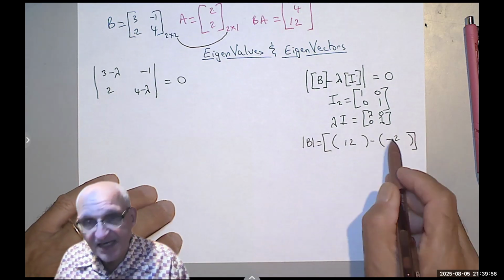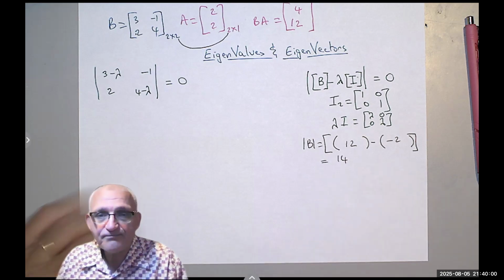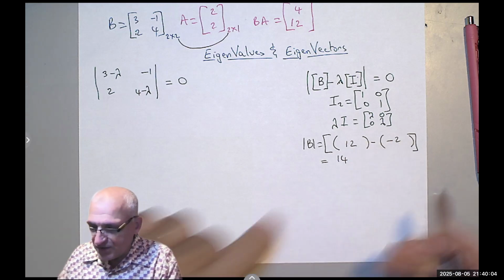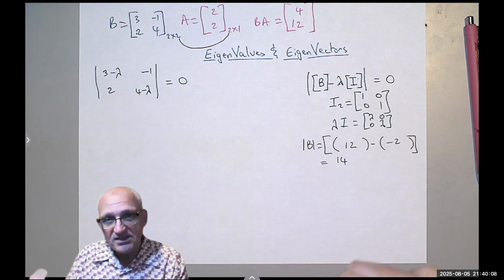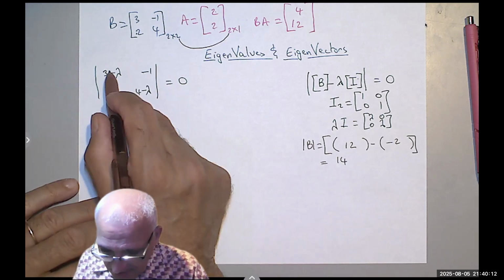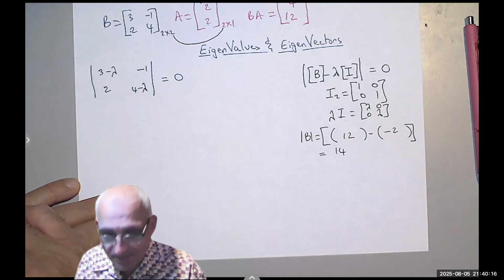Notice negative times negative is positive, so that would be 14. So you don't get confused with negative times negative, that's why I prefer to put each one in its own pair of parentheses with a negative sign between them. So we are going to do something similar. I'm going to multiply this by that and then subtract -1 times 2.